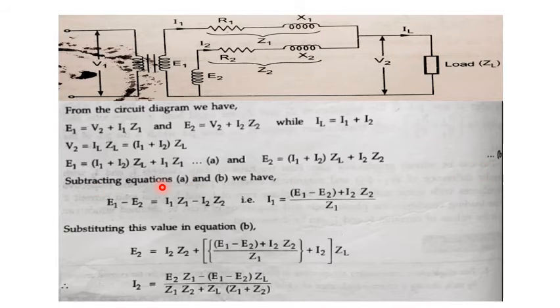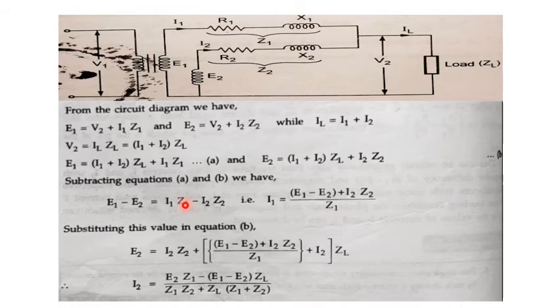Now subtracting equation A and B, we consider E1 minus E2. What happens? This I1 plus I2 into ZL and that I1 plus I2 into ZL get cancelled, then this becomes I1 Z1 minus I2 Z2. So from this equation, just solve for I1. I1 is equal to E1 minus E2 plus I2 Z2, divided by Z1.